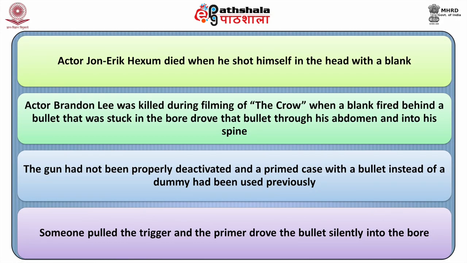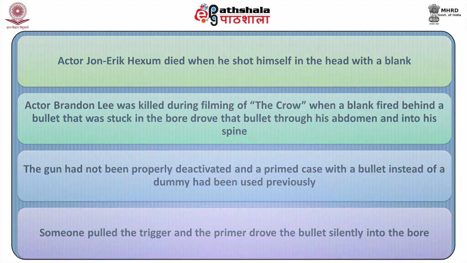Actor Jon-Erik Hexum died when he shot himself in the head with a blank, and actor Brandon Lee was famously killed during filming of The Crow, when a blank fired behind a bullet that was stuck in the bore drove that bullet through his abdomen and into his spine. The gun had not been properly deactivated, and a primed case with a bullet instead of a dummy had been used previously. Someone pulled the trigger and the primer drove the bullet silently into the bore.